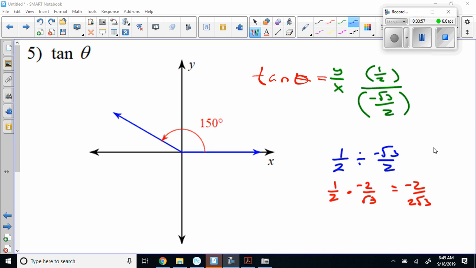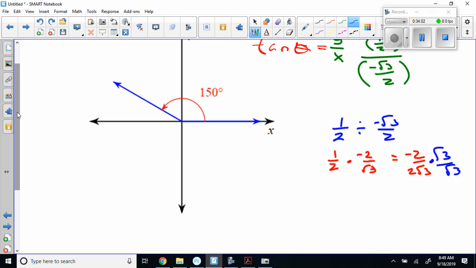And you know what we got to do, right? We got to rationalize it. So that would be negative 2 square root of 3 over 6, right? And that would just be negative square root of 3 over what? 3. Negative square root of 3 over 3, right? Yes? Is that what you got? Is that what your calculator told you? You got that too? All right.